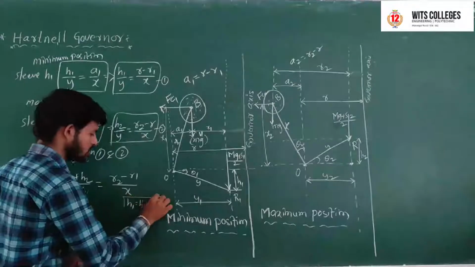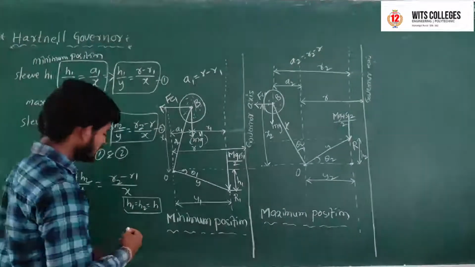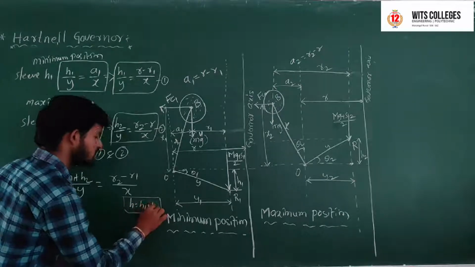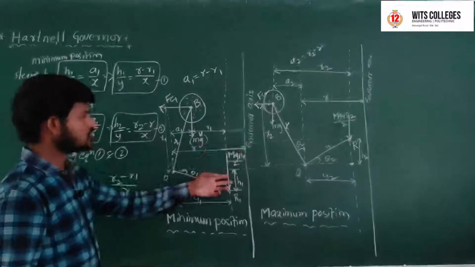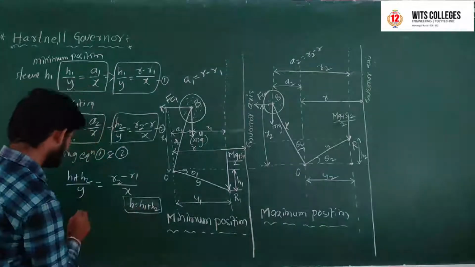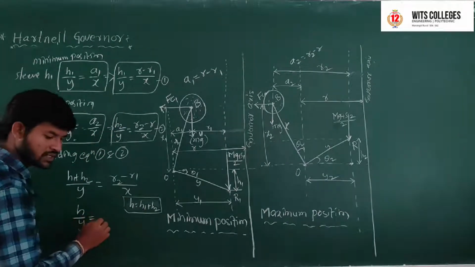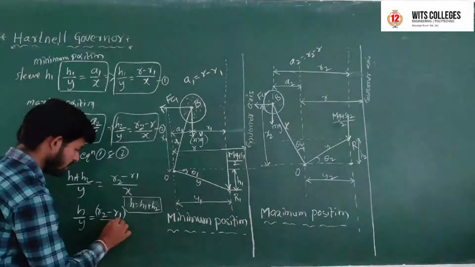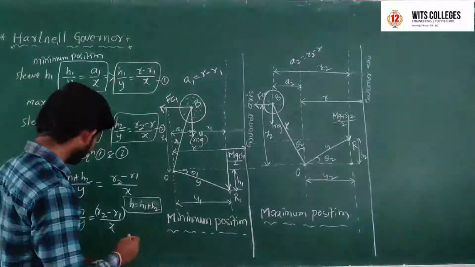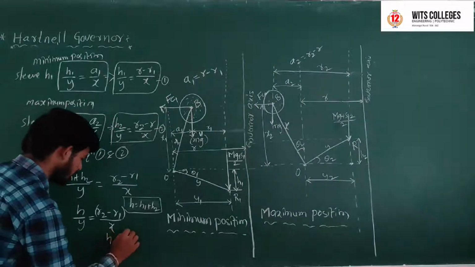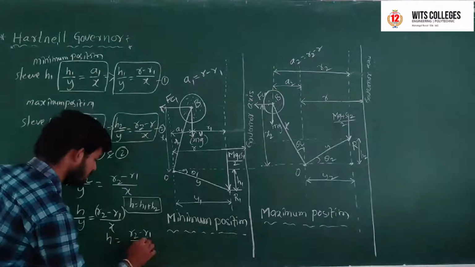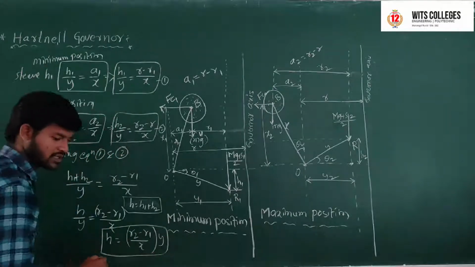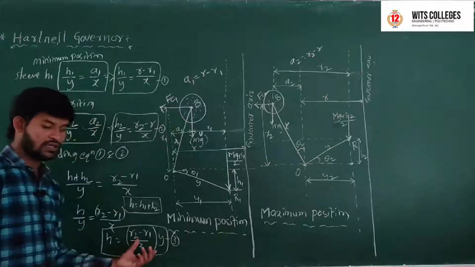If we take h as h1 plus h2, the height of the governor is h1 plus h2. So we can write h by y is equal to (r2 minus r1) divided by x. Here finally h is equal to (r2 minus r1) by x into y. This is the third equation. Here we found the third equation.